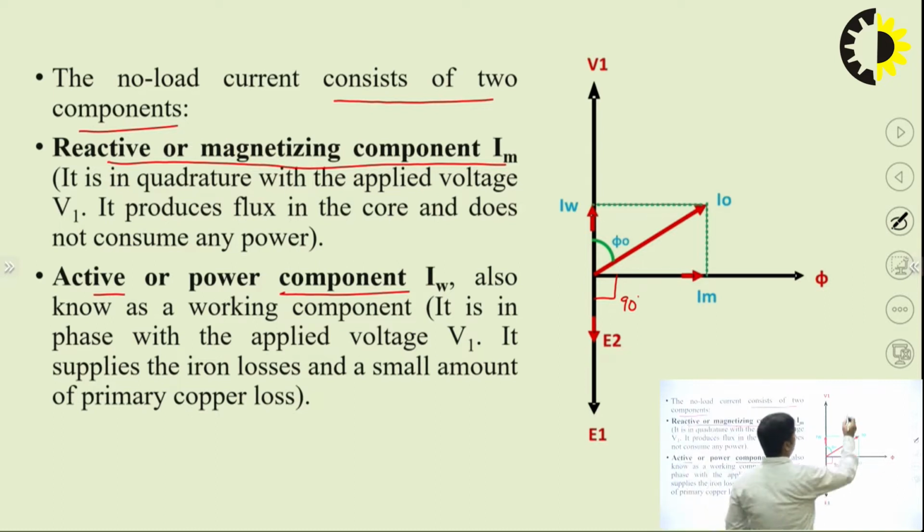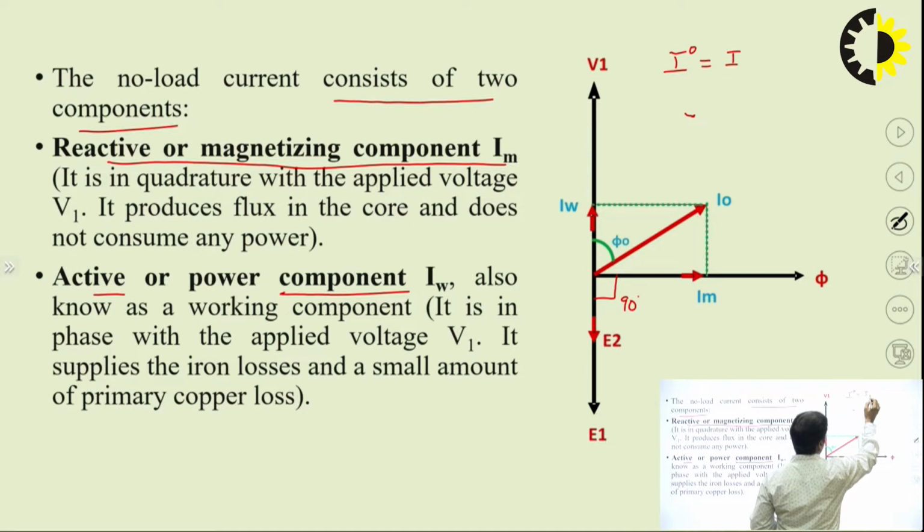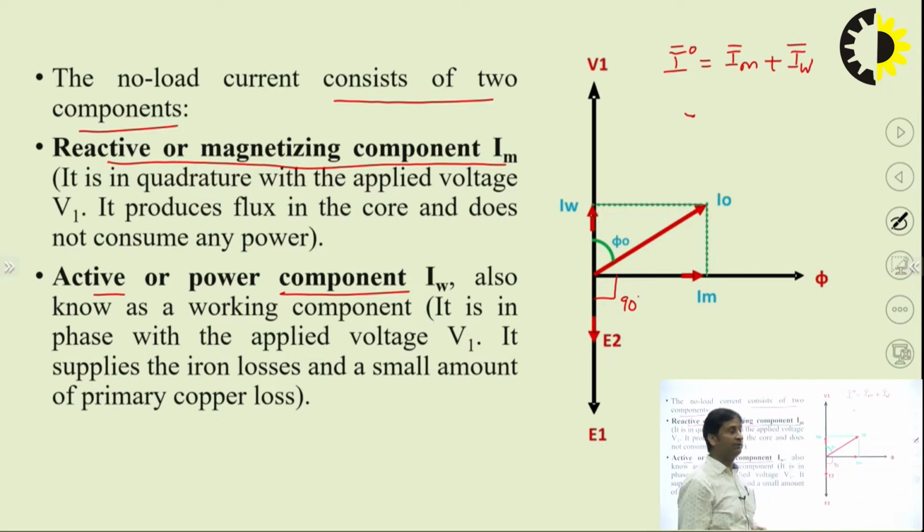So here you can say that the no load current I0 is equal to IM plus IW, and these are a phasor sum, not an arithmetic sum. This is the no load current.